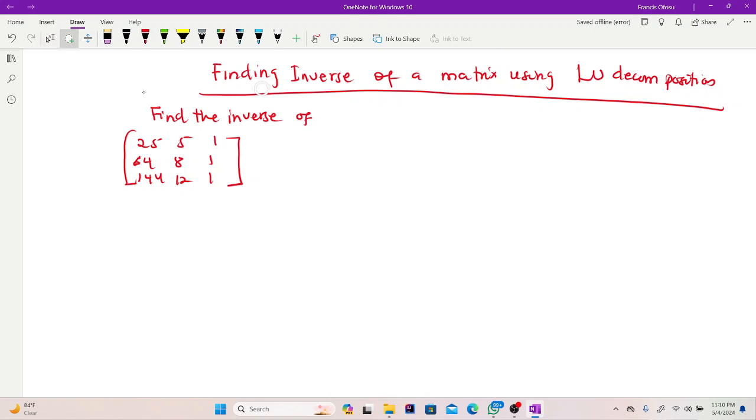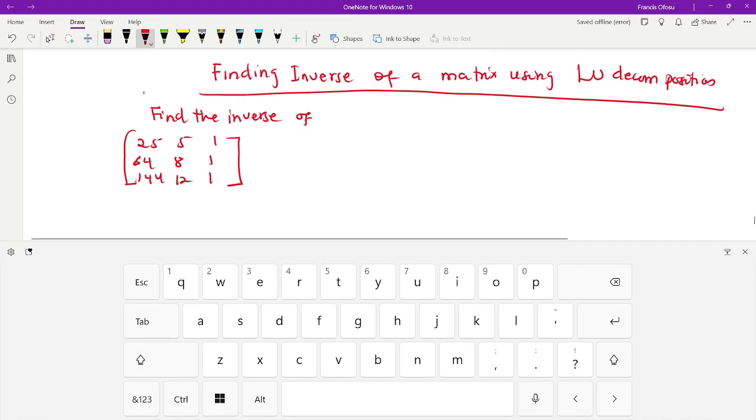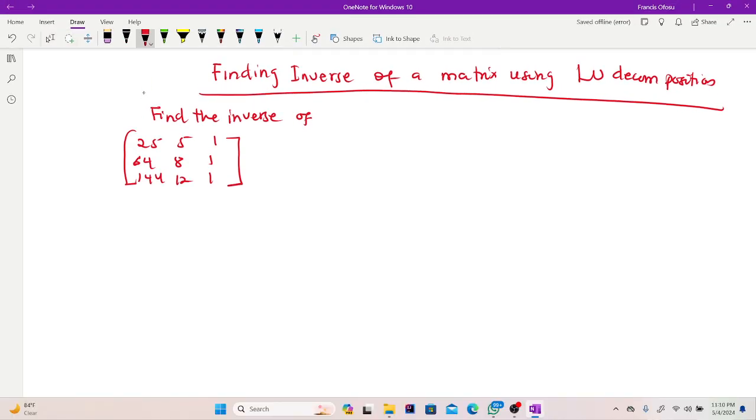In this video, I'm going to take you through how to find the inverse of a matrix using LU decomposition. In our previous lessons, we have used LU decomposition to solve systems of equations using the Crout method as well as the Doolittle method, and also how to find LU decomposition using Gaussian elimination. So in this video, as I said, we're finding the inverse of a matrix using LU decomposition.